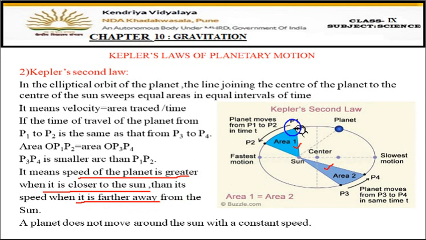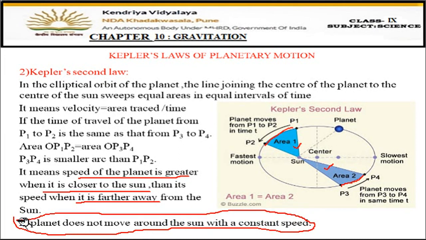Okay, this means that on this side the planet will move faster, and on this side the planet is going slowly because it is farther from the sun. So finally, what is the conclusion? A planet does not move around the sun with a constant speed, right? That means the planet is changing its speed.